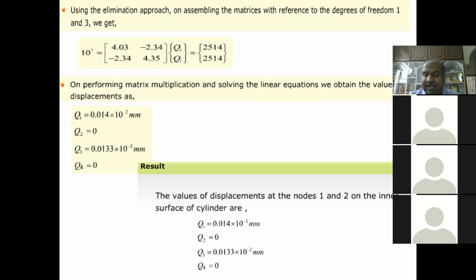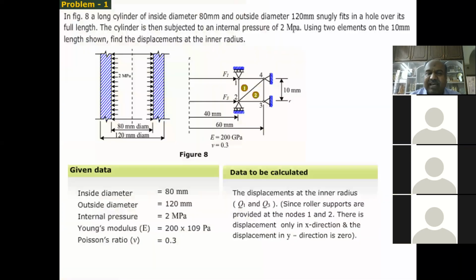Then substitute the boundary conditions. You can see the boundary conditions here. So here you have radial, then tangential. So here you can see the y direction is constrained. Here the y direction is constrained, means z direction. Means here Q1, Q2, here Q3, Q4. So Q3 exists, Q4 is 0. And Q1 exists, Q2 is 0 here.